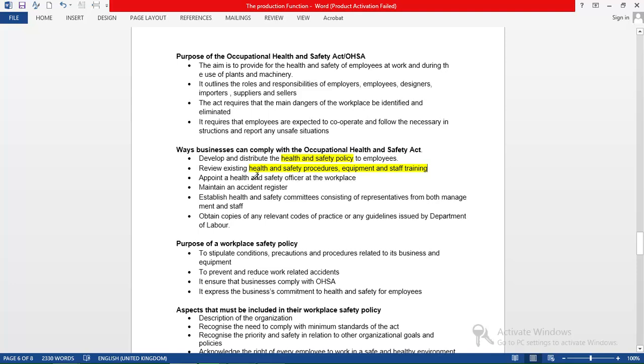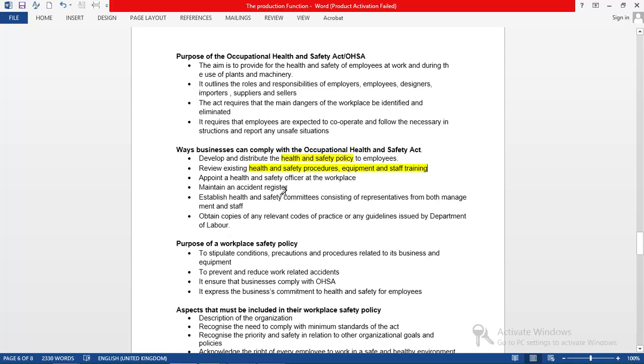Also, the business should appoint a health and safety officer, a person who is personally responsible for the health and safety of employees and the workplace at large, right? So these are things that a business is supposed to do to comply with the act.